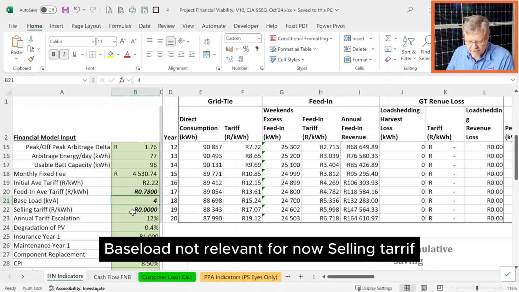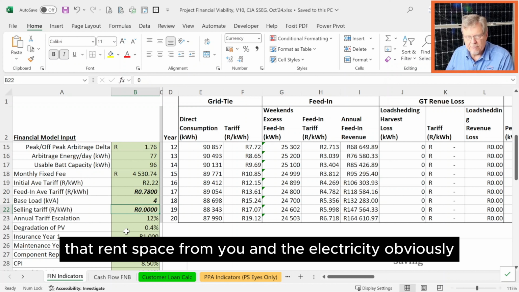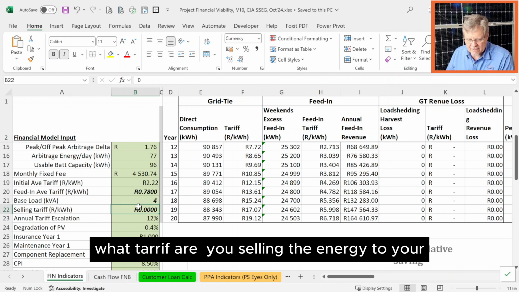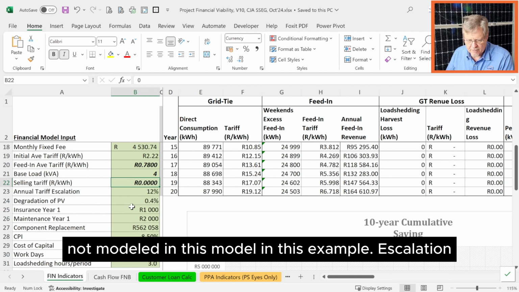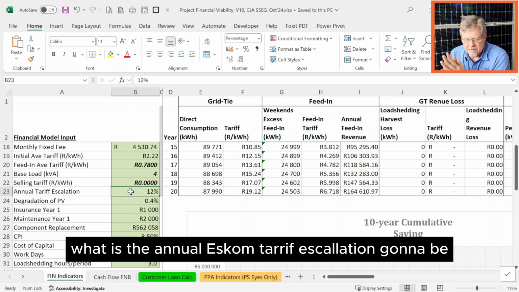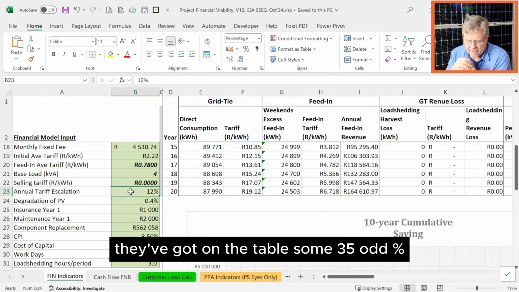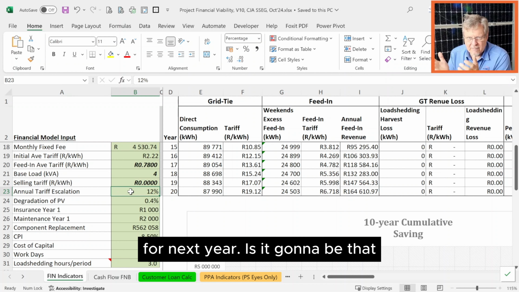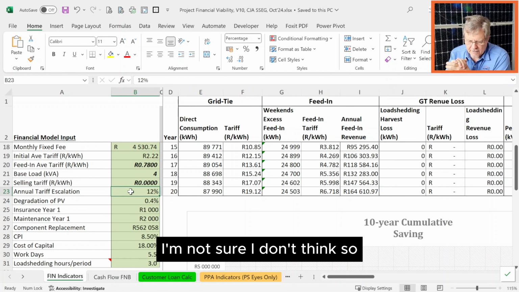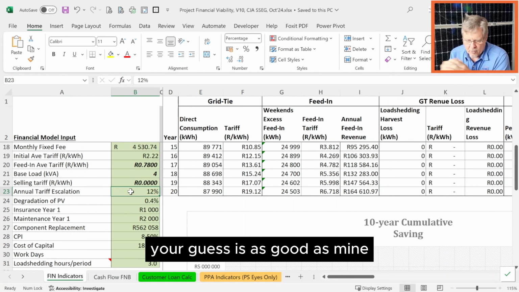Baseload not relevant for now. Selling tariff, if you had tenants that rent space from you and they buy electricity, what tariff are you selling the energy to your tenants at? Again, not modeled in this example. Escalation, well, your guess is as good as mine. What is the annual Eskom tariff escalation going to be? I know the plan they currently have on the table is some 35% for next year. Is it going to be that? I'm not sure. I don't think so, but definitely it's going to be lower than 12%. So we've got 12 in there as a number to work with. Your guess is as good as mine.